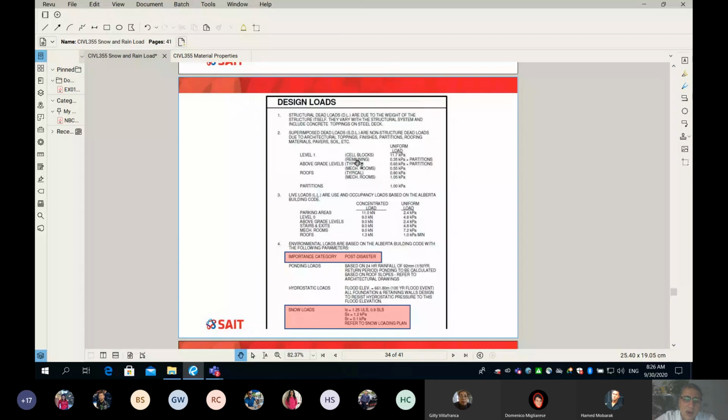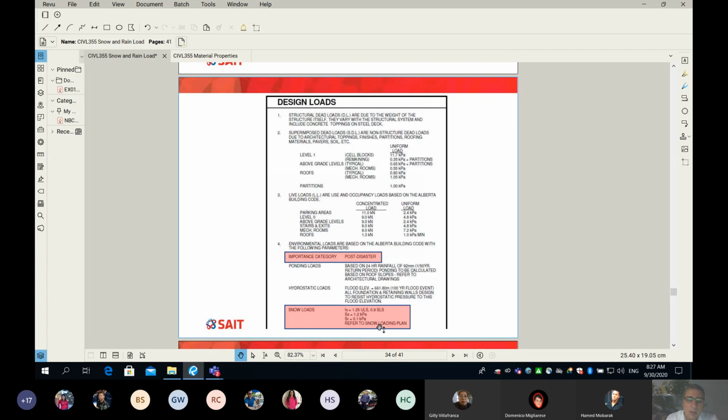Look at number 4. Under number 4, it's talking about importance category. This is something we studied and we know about. Because this is an expansion of a police station, it is post-disaster. What does that mean? It means anytime I do the snow load, I need to multiply the snow numbers by an extra 25%. You can see that down here in another box. It says IS is equal to 1.25. Also, SS is 1.2 and SR is equal to 0.1.